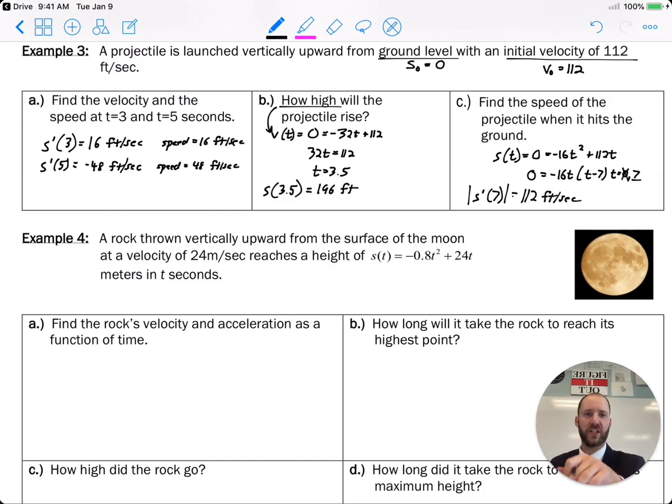So position, velocity, acceleration, they all relate to each other. You can use one to solve for another using algebraic solving methods. So take a look at the rest of the examples. Check your work with my completed notes online.